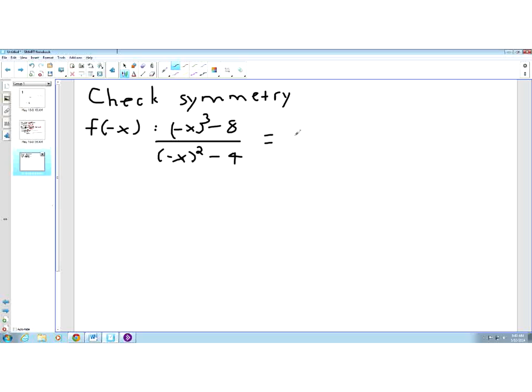and that is equal to minus x cubed minus 8 divided by x squared minus 4. And that does not equal the original rational function, which was x cubed minus 8 divided by x squared minus 4. Okay, and that does not equal minus f of x.